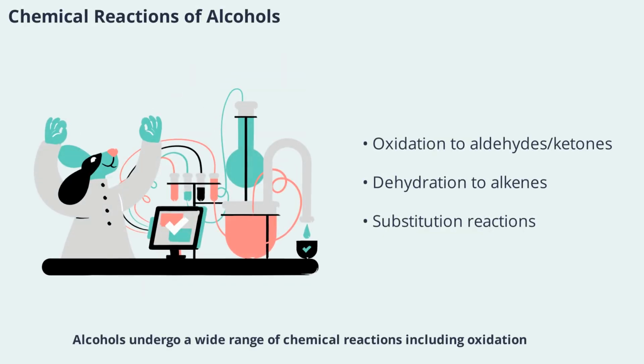Alcohols undergo a wide range of chemical reactions, including oxidation, dehydration, and substitution. Oxidation can convert alcohols into aldehydes, ketones, or carboxylic acids, depending on the type of alcohol. Dehydration leads to the formation of alkenes, while substitution reactions can produce alkyl halides. These reactions are fundamental in organic synthesis and industrial chemistry, allowing the transformation of simple molecules into more complex compounds.